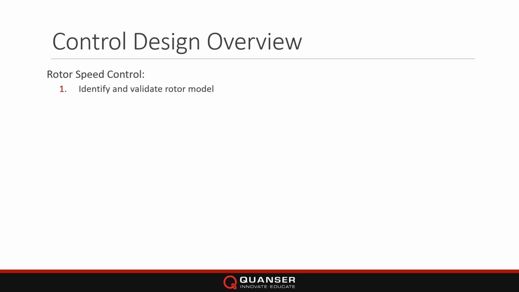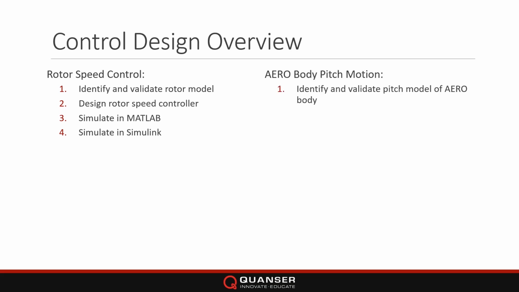So here's the overview. For the rotor speed control, the first thing we need to do is identify the model, but also validate it. Then we're going to design the speed controller, all done through the live script. We'll simulate it first in MATLAB to make sure that it matches our specs. Then we're going to simulate it in Simulink with a more representative model of the rotor. Then we switch gears and go to the AERO body.